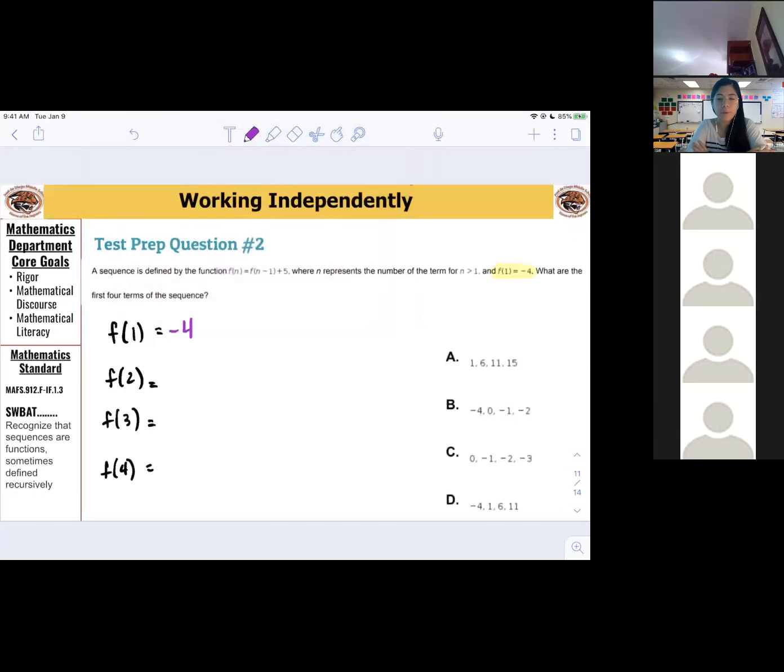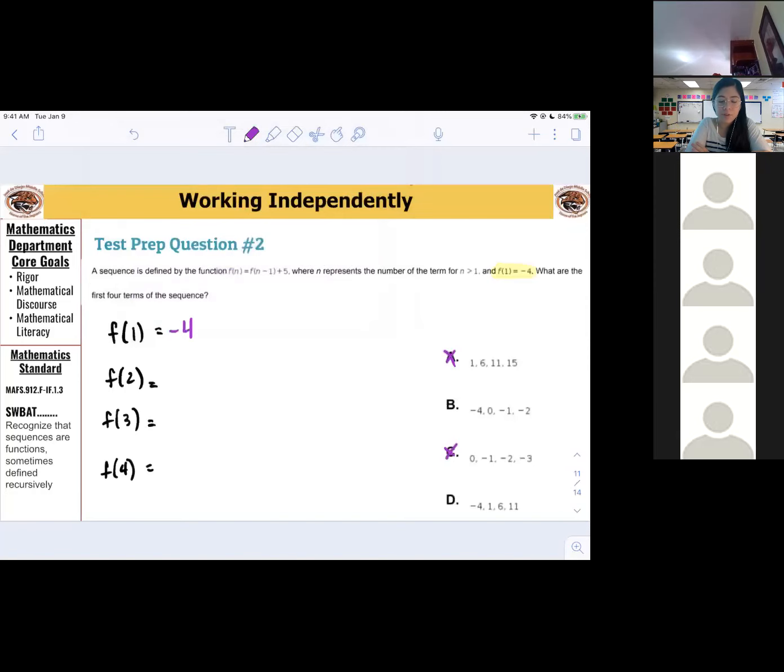Straight off right from the start, you can get rid of 2 answer choices. Which ones can I get rid of? A and C. That's it. So that's why it's so important to read the questions, guys, because it's so easy you can just get rid of 2 right off the bat.